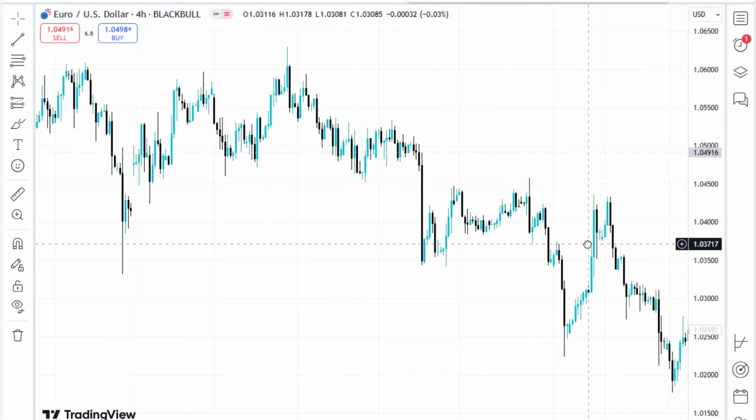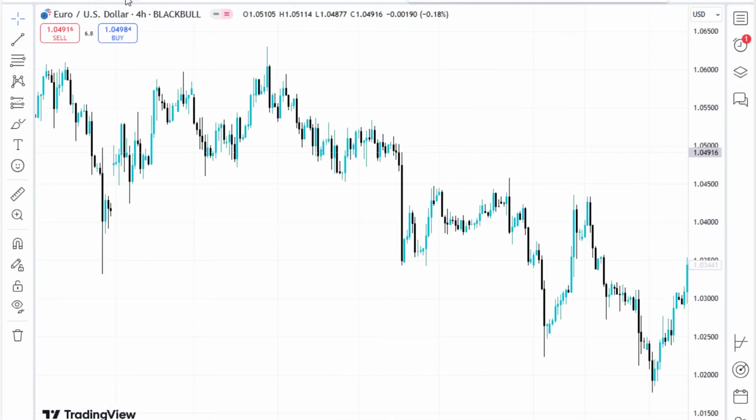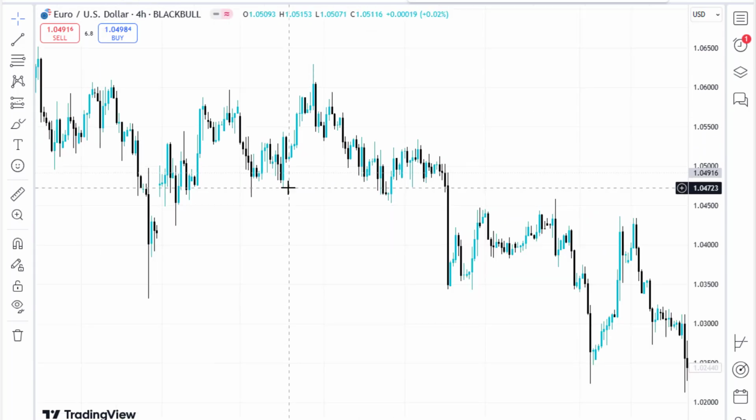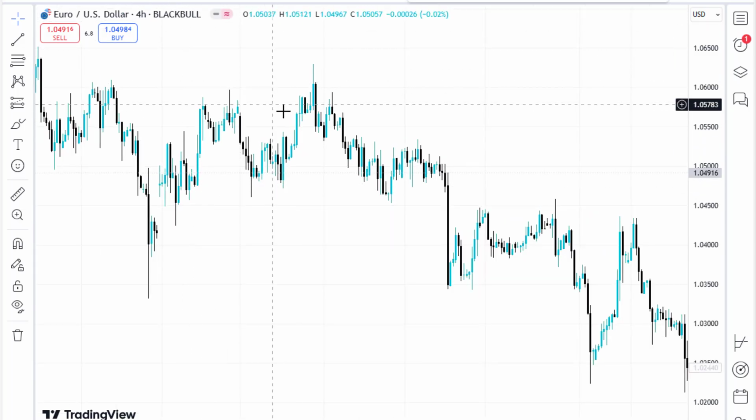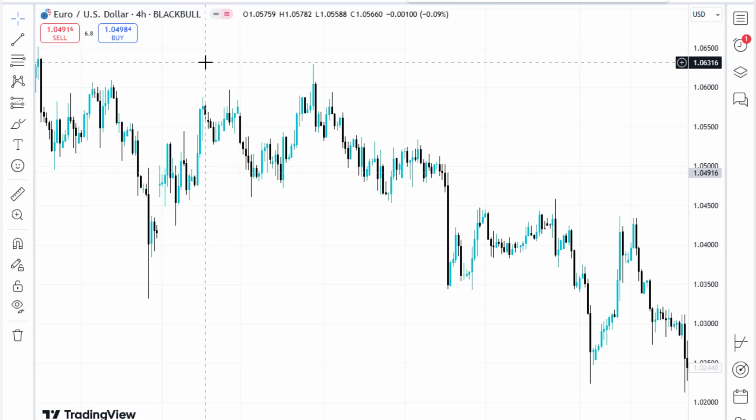So this is our chart in front of us, guys. Let's just do a quick analysis. Basically we want to use our trend lines to plot out our zones. We also want to consider market structure.